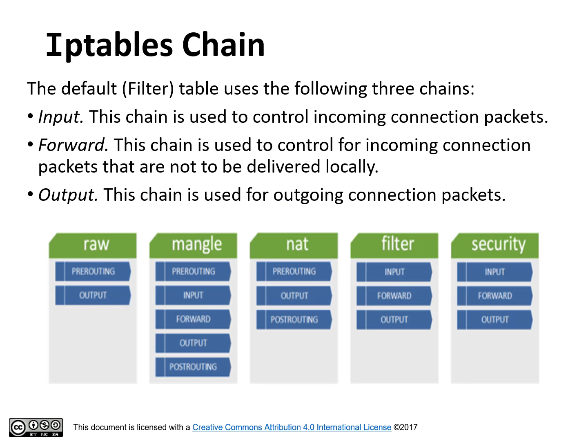The default filter table uses the following three chains. Input. This chain is used to control incoming connection packets. Forward. This chain is used to control incoming connection packets that are not to be delivered locally. The chain is used mainly for packet forwarding. Output. This chain is used for outgoing connection packets. Within this chain are rules regarding the decision to deny or to allow outgoing packets.